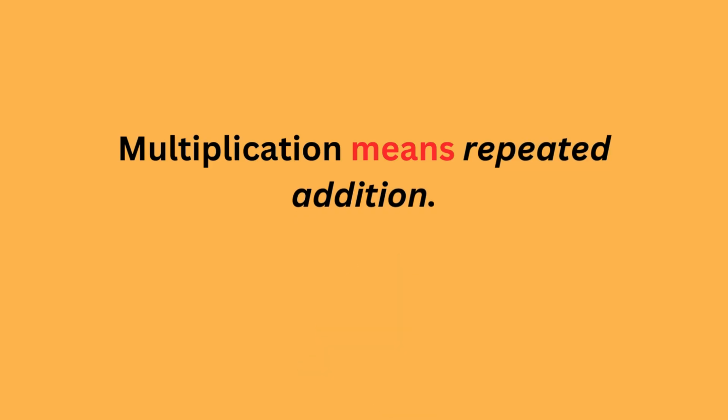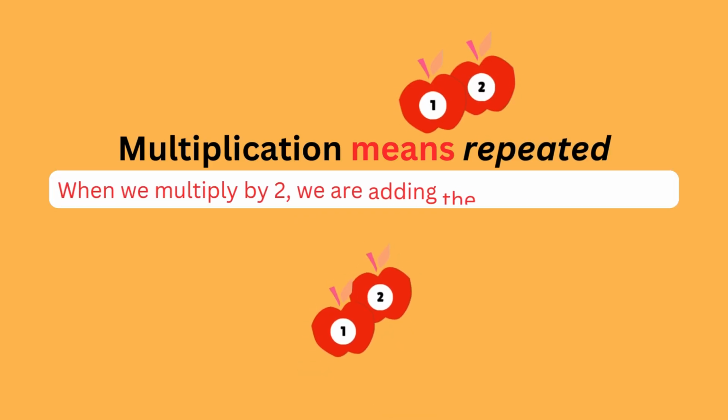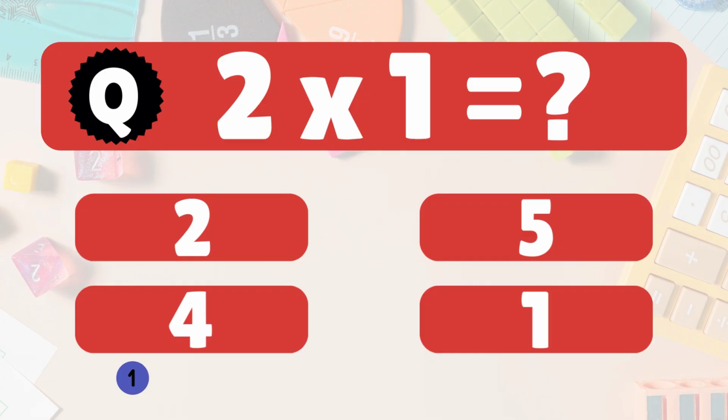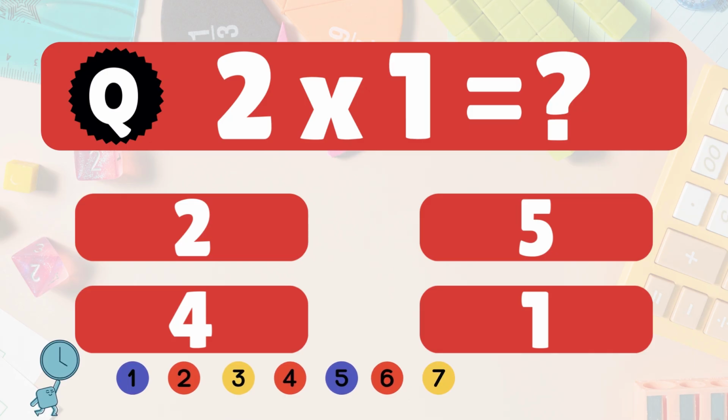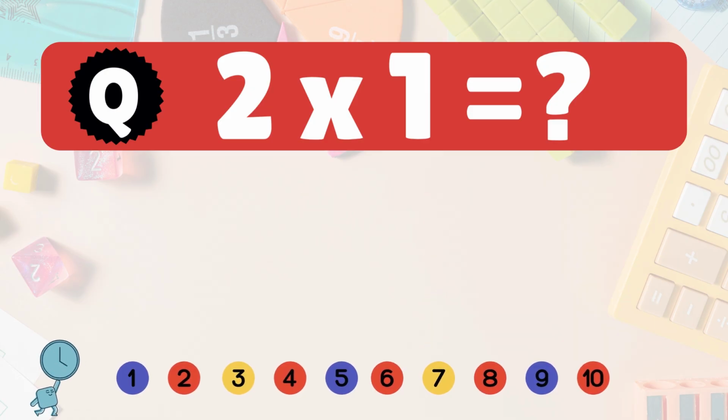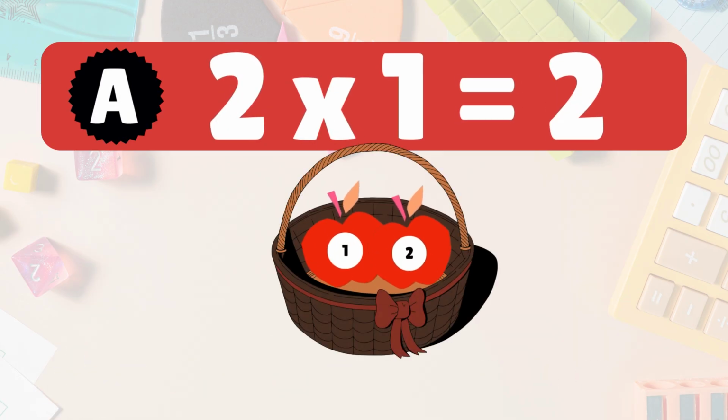Multiplication means repeated addition. When we multiply by 2, we are adding the number 2 times. Let's see how it works with apples. 2 times 1 is what? Two times 1 is 2. Here we have one group of 2 apples. So 2 times 1 is 2 apples.